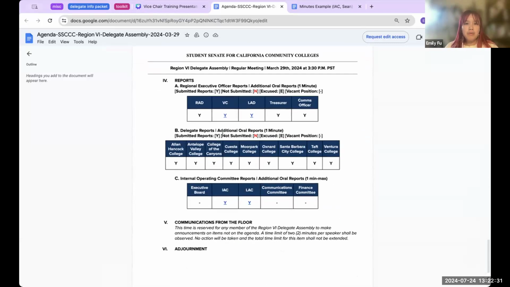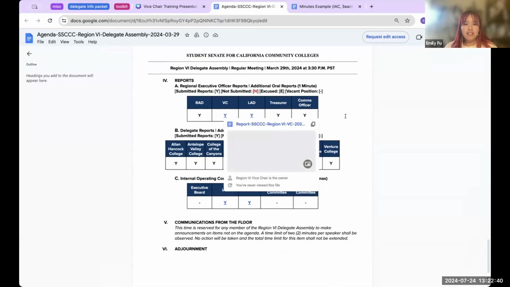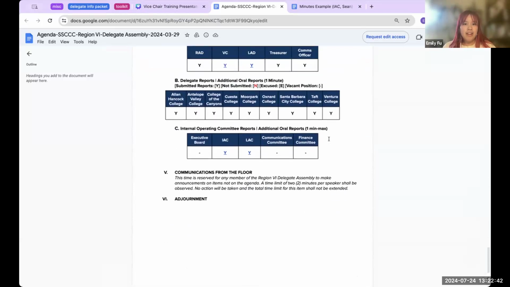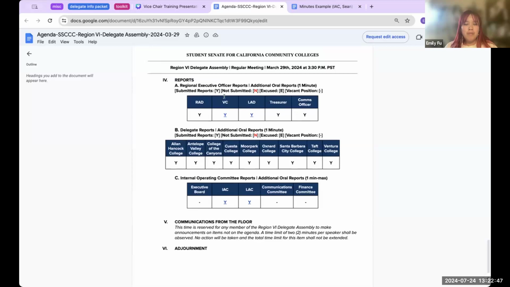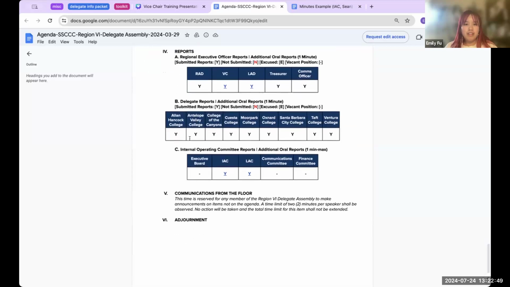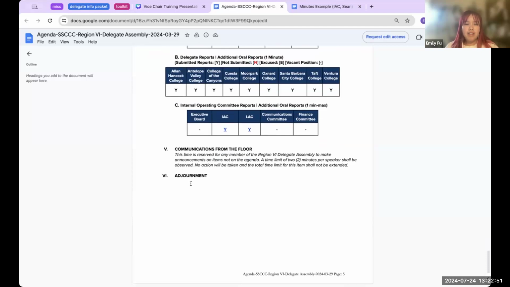And then we go into reports, and usually reports are also sent in advance and posted with the agenda, so people are able to click on the link and look into the report. There's a report for the regional board members, and there's also a report for the delegates. Before we end the meeting, we have communication from the floor, and the meeting adjourns. And that's mostly it for running through a meeting.